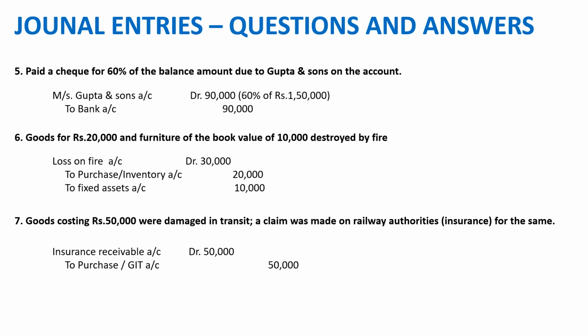But what am I debiting? Insurance receivable. Any money receivable from anyone, right? Definition of asset. So that asset I'm creating by 50,000 rupees.